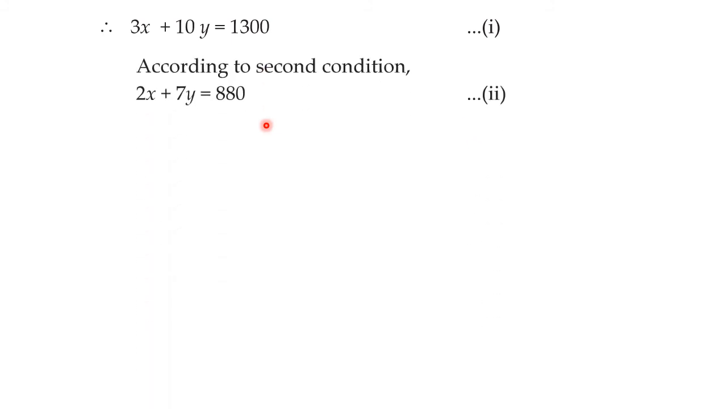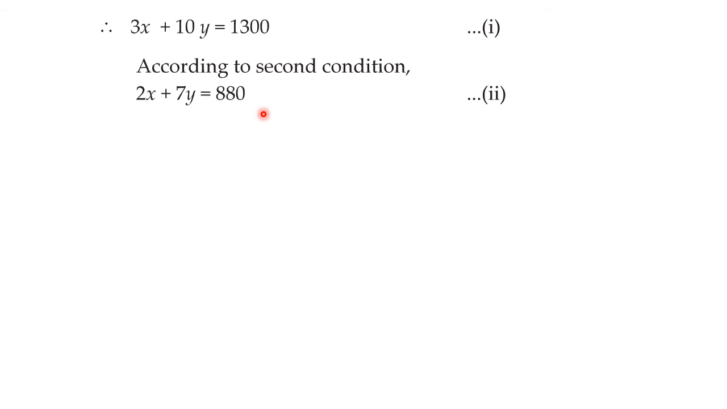Okay, so what she did is she ordered 2 kg tea and 7 kg sugar, and she paid rupees 880. So 2x plus 7y is equal to 880. This is equation number 2 from the second condition. So two equations are ready now: 3x plus 10y is equal to 1300 and 2x plus 7y is equal to 880. Now you have to solve these equations by any method.